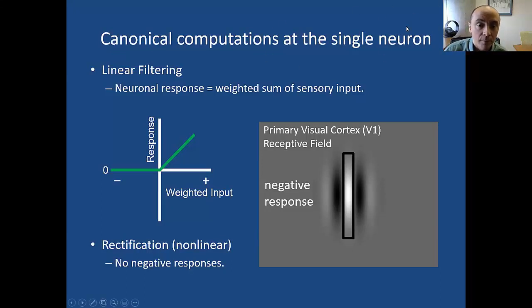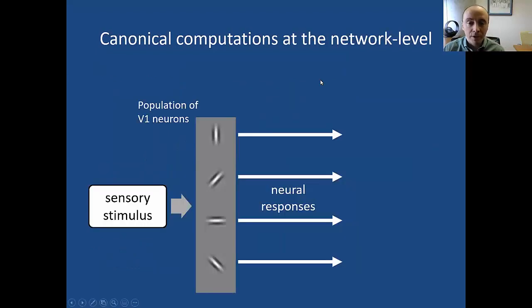Not all computations occur at the single neuron level. Many computations occur at the network level. So let's look at how that might look. So you can imagine a sensory stimulus, for example, the sensory input that's projected onto the retina of one of your eyes, which is fed forward in some way to a population of V1 neurons. Some prefer vertical orientation, some horizontal orientations, others prefer oblique orientations.